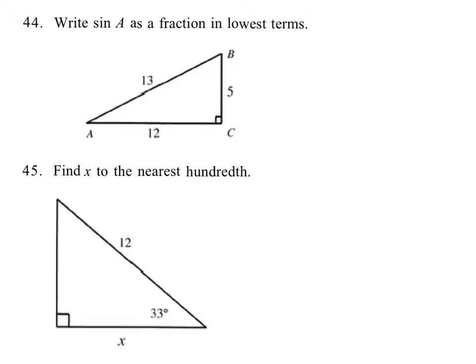For 44, to write sine of A as a fraction in the lowest terms, all we're doing is labeling our triangle with opposite, hypotenuse, and adjacent, realizing that sine is opposite over hypotenuse. That's going to be 5 over 13.